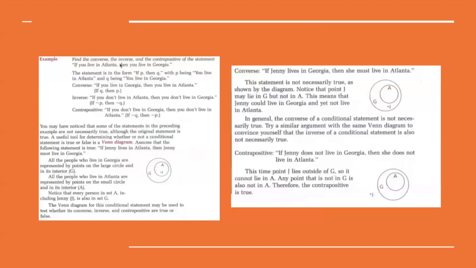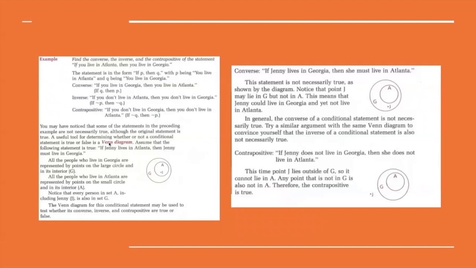Example: find the converse, the inverse, and the contrapositive of the statement if you live in Atlanta, then you live in Georgia. The statement is in the form if P then Q, with P being you live in Atlanta and Q being you live in Georgia. The converse would be if you live in Georgia, then you live in Atlanta, which is if Q then P. The inverse is if you don't live in Atlanta, then you don't live in Georgia, which is if not P, then not Q. And the contrapositive is if you don't live in Georgia, then you don't live in Atlanta, if not Q, then not P.